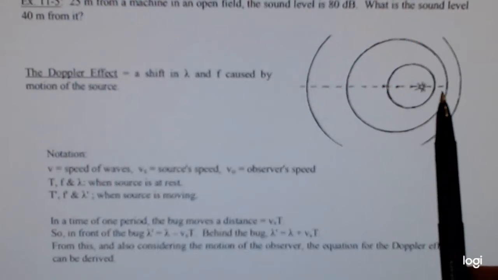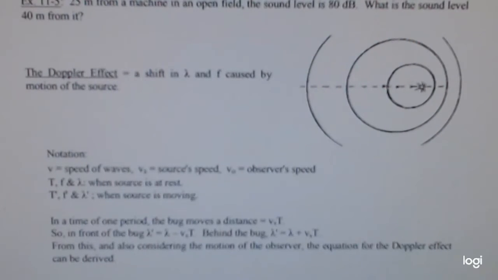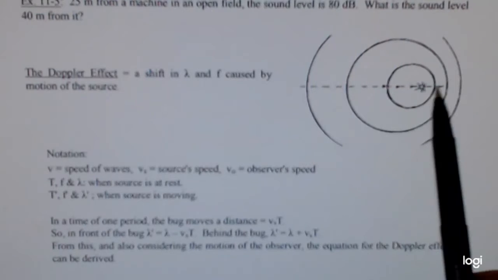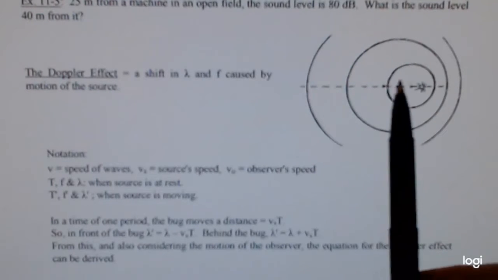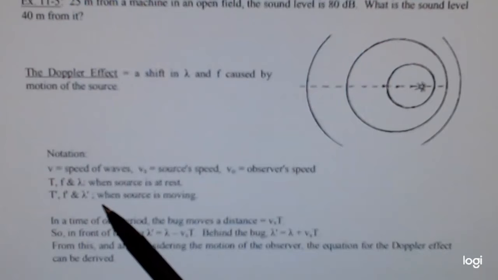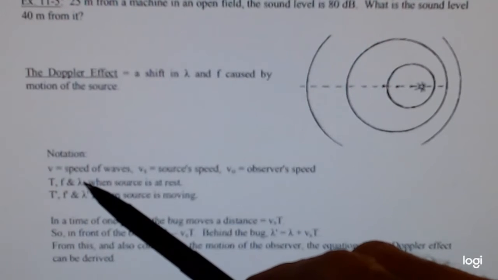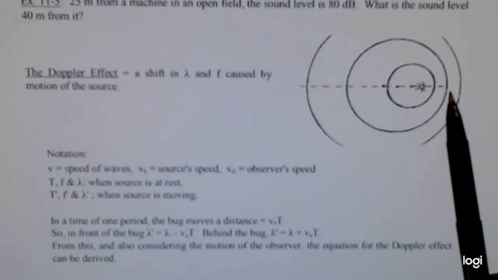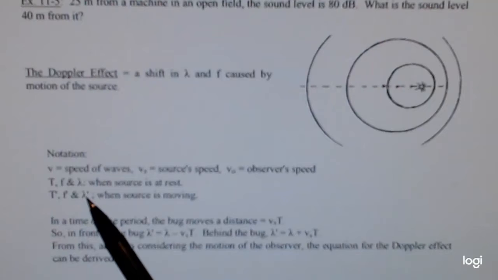That's a shorter wavelength in front of the bug, shorter than it would have been if the bug was stationary, and a longer wavelength behind the bug, longer than it would have been if the bug was stationary. As far as notation goes, we're going to use the Greek letter lambda for what the wavelength would have been if the source was stationary. Lambda prime is, well, if you're in front of it, the shortened wavelength. If you're behind it, the lengthened wavelength.